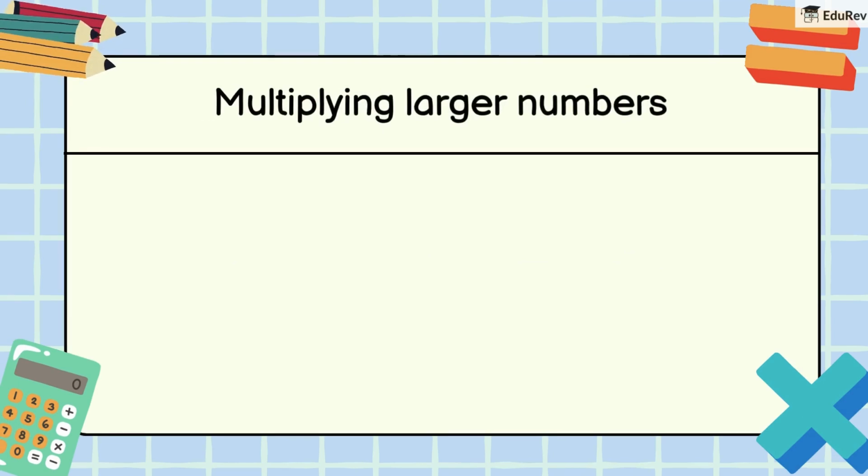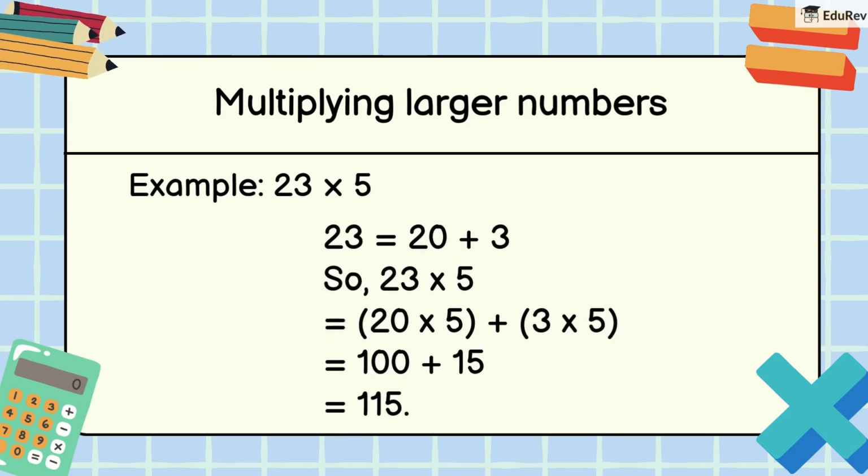Multiplying larger numbers might seem tricky, but it follows the same principles. For example, if you want to multiply 23 by 5, you can break it down. 23 is equal to 20 plus 3. So, 23 times 5 is equal to 20 times 5 plus 3 times 5, which is 100 plus 15, equals 115. This method makes it easier to tackle bigger numbers without feeling overwhelmed.